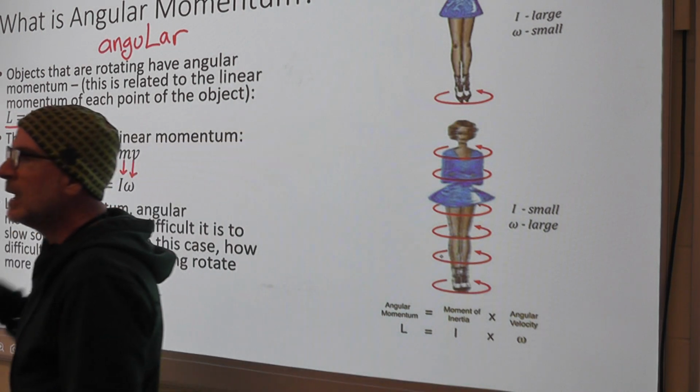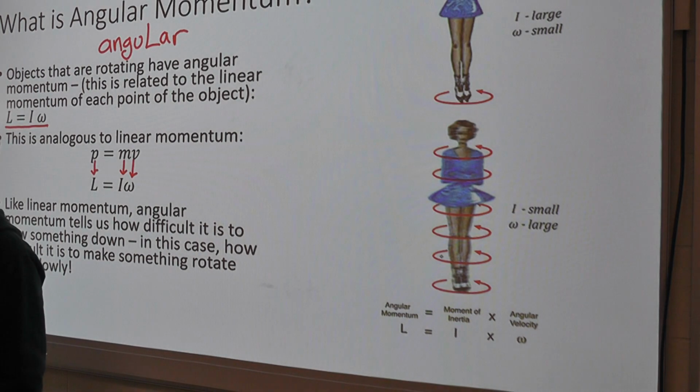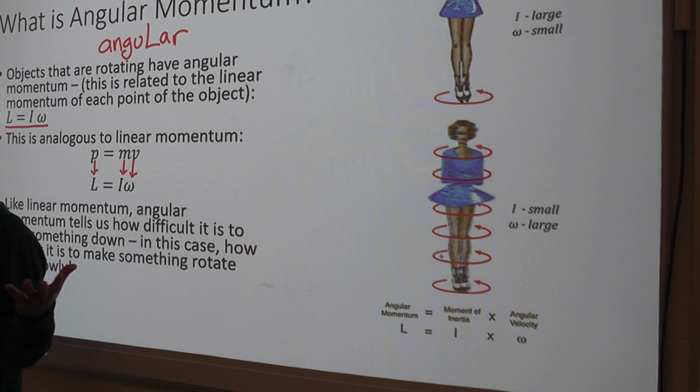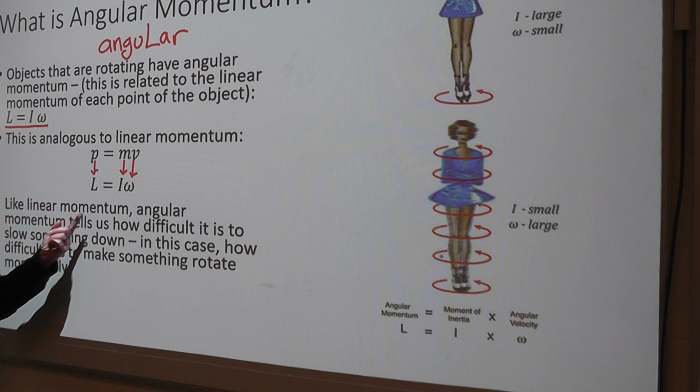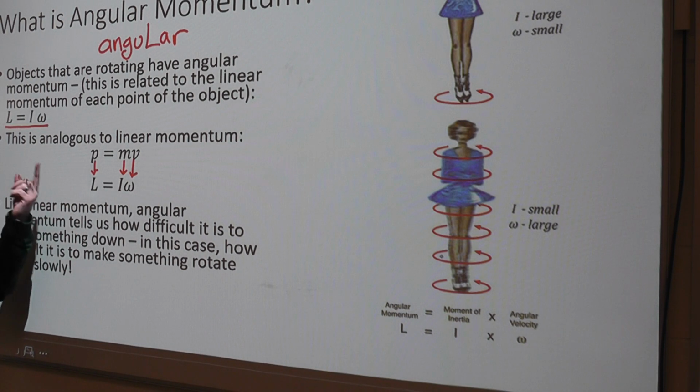When we were looking at linear momentum, what I told you is that it tells you how hard it is to stop a moving object. What determines how hard something is to stop? How much mass it has. More massive things are harder to stop. And how fast it's going. Things that are moving quickly are harder to stop. Angular momentum tells us how difficult it is to stop a rotating object.